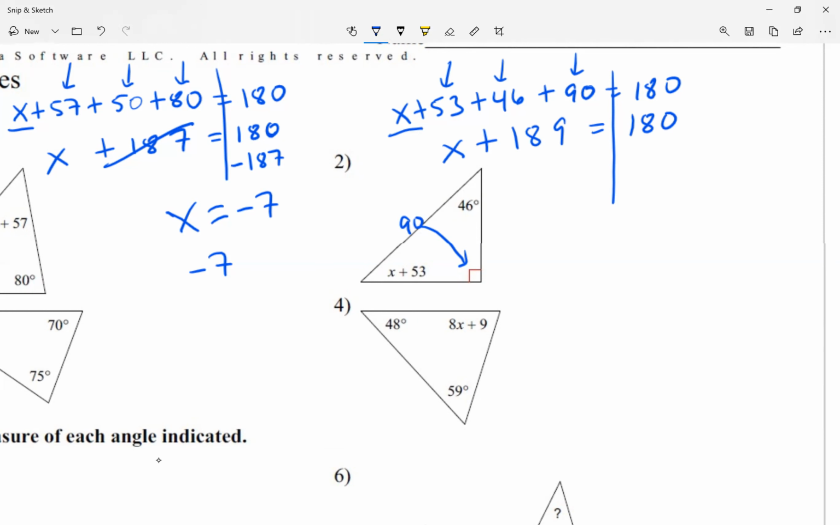Again, I want the x by itself, so the plus 189, let me write it on the other side as a minus 189. So I get that x is equal to negative 9. 180 minus 189 gave me negative 9.